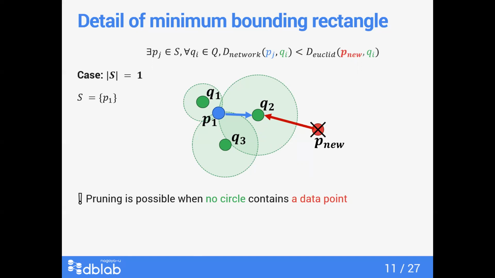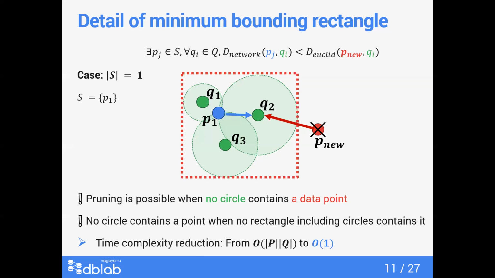Determining whether a point is included in each circle takes the same calculation time as the first equation. So we prepare the smallest rectangle that covers these circles. If a point is not included in the rectangle, it's not included in any circle. Whether a point is contained in a rectangle can be determined in constant time.